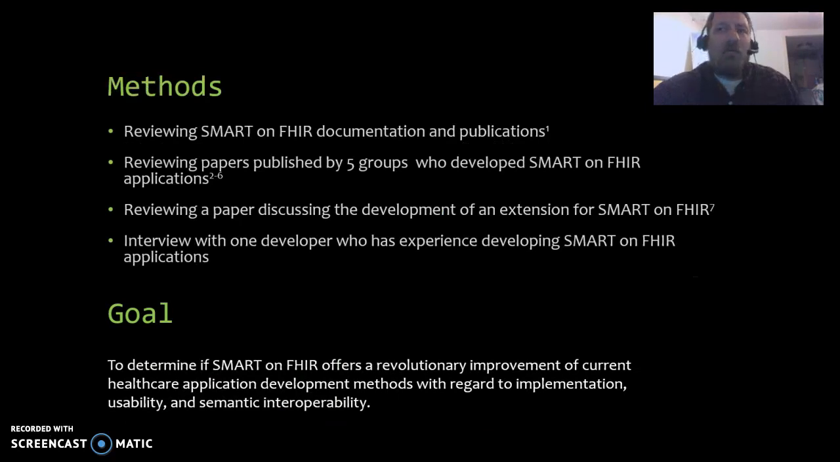So, the way I set about looking into this was by looking at the people who have actually used this standard. Early adopters are just now starting to publish papers about developing their applications within the last 18, 24 months. And so I'm going to look into these to really see if FHIR can live up to its promise, again, with regard to implementation, usability, and semantic interoperability.